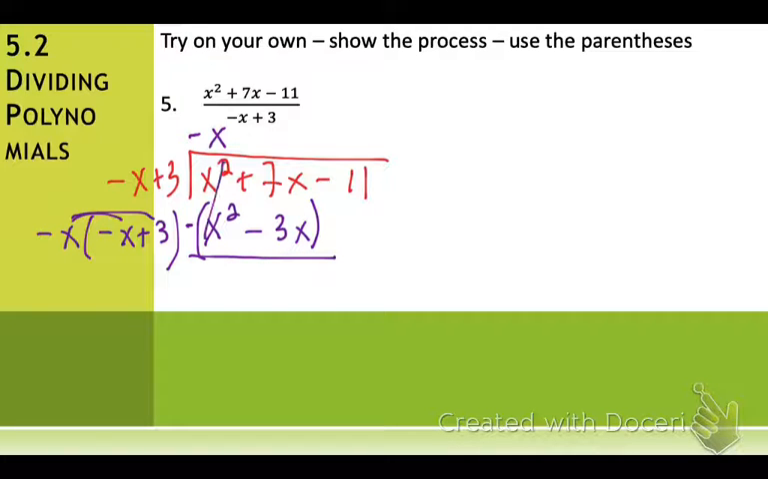X squared minus x squared cancels. 7 minus negative. It's going to be plus, so that's going to turn out to be 10x. Bring down to minus 11. Alright, start again. How many times does negative x go into 10x? Goes in minus 10 times, negative 10 times.